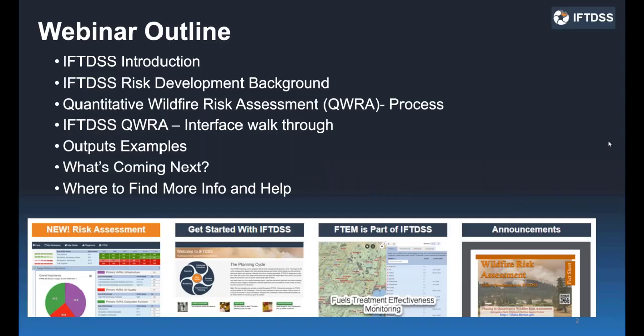For today's outline, I just want to go over what I'm going to talk to you about. I'll give a short IFTDSS introduction and background, and then I'm going to use PowerPoint to walk through the risk assessment process. There's a number of steps and some dependencies along the way, and I thought I would do it through PowerPoint first, and then we'll walk through it in the actual user interface of the application. Finishing up with showing you some examples of outputs, what we'll be developing next, and a little bit more on where to find more information or find help.